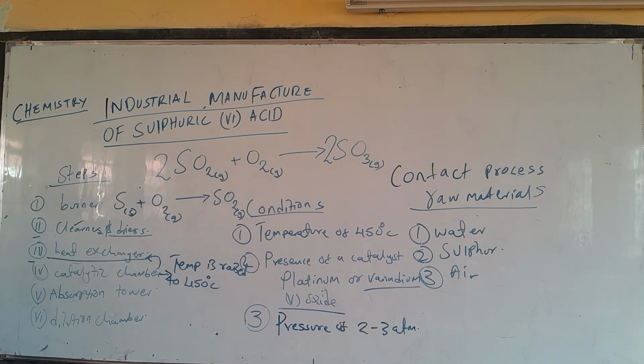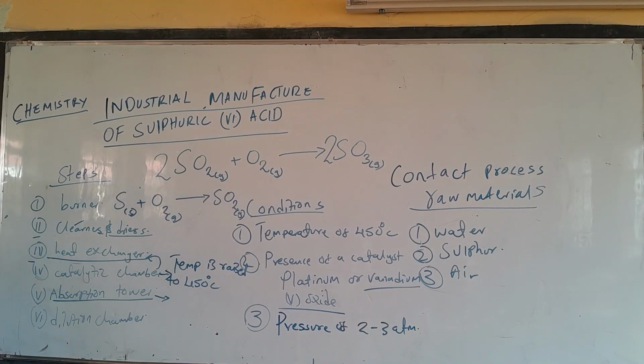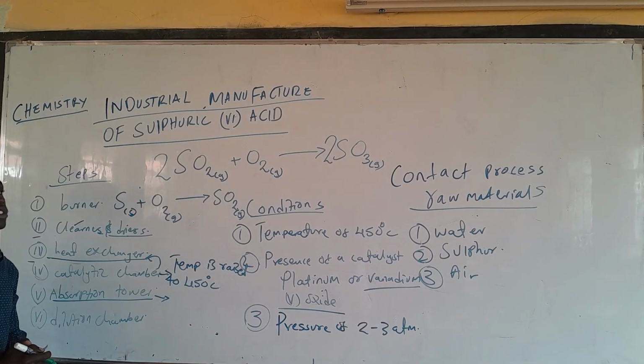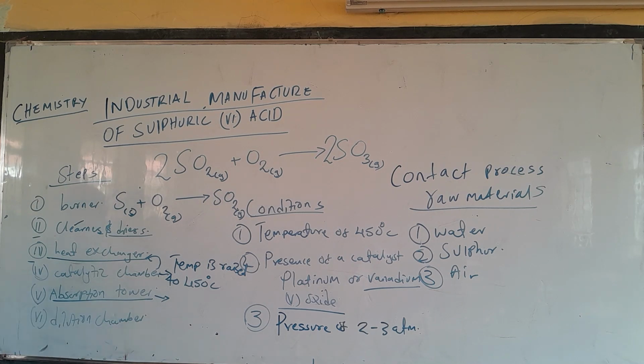Then now, after cooling, it is pumped to the absorption tower. In the absorption tower, sulfur 6 oxide is reacted with concentrated sulphuric 6 acid for us to obtain what is referred to as oleum. In this process, we don't dilute sulphuric 6 acid, we don't dilute sulfur 4 oxide over water because the reaction will be exothermic, leading to production of a lot of heat, which may boil the acid to form mist, which is poisonous to the environment.